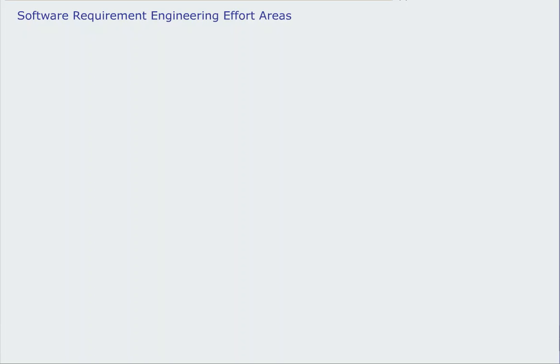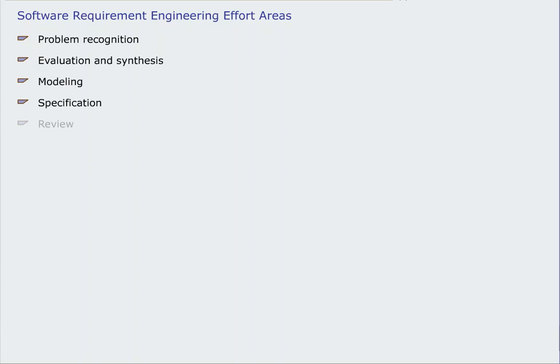Logically, software requirement analysis can be divided into 5 major areas of effort, all being equally important. These areas are: Number 1, problem recognition. Number 2, evaluation and synthesis. Number 3, modeling. Number 4, specification. Number 5, review. Let's look at each area one by one, starting from problem recognition.